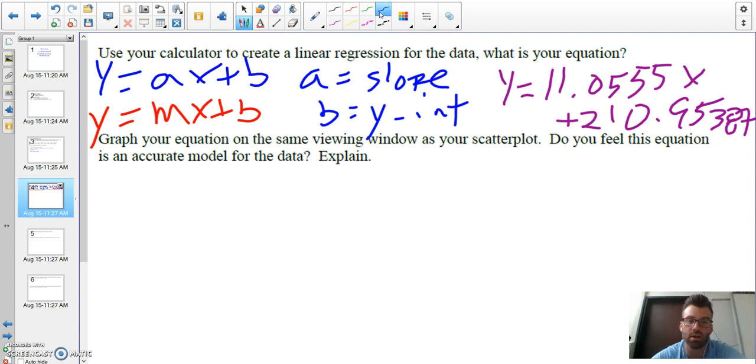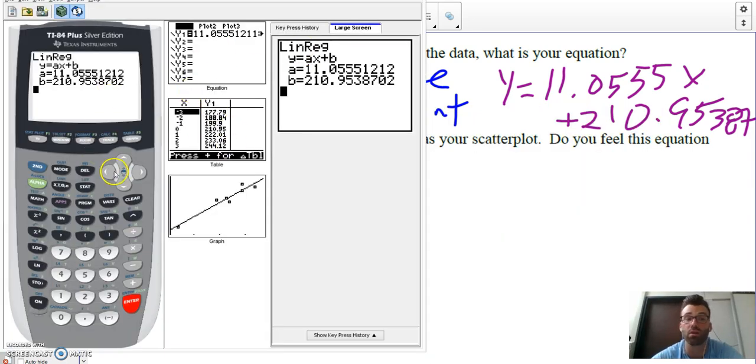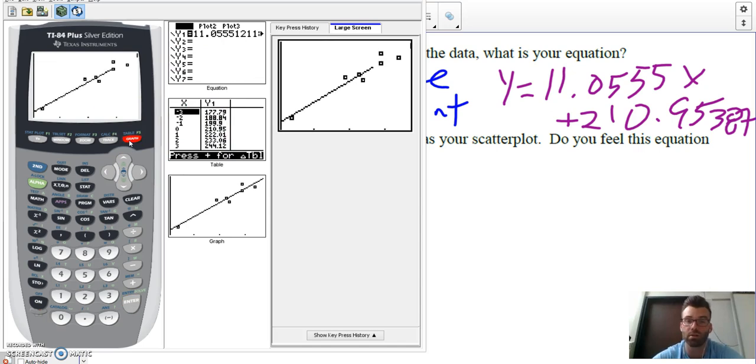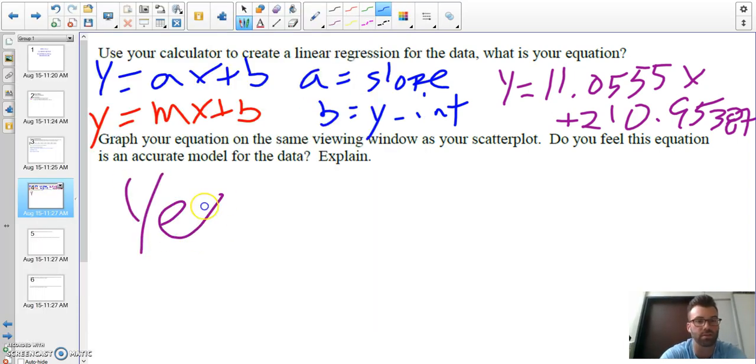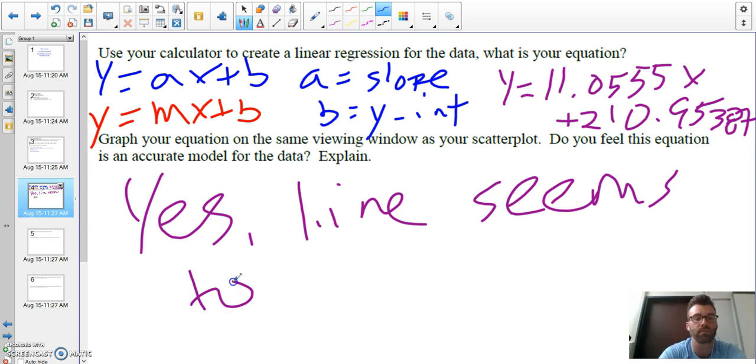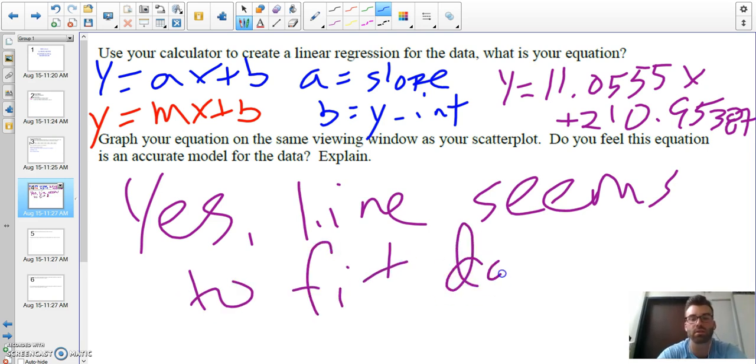Graph your equation on the same viewing window as your scatter plot. Is this an accurate model of your data? Okay, well, luckily we put in y1, right? So I'll just go over to my graph window and look. Is this an actual good representation of our data? I would say yes. Why don't you think about it? Yeah, I would say yes because the line seems to fit the data. So I'm going to say yes. Line seems to fit data. Okay. Think I wrote big enough there?